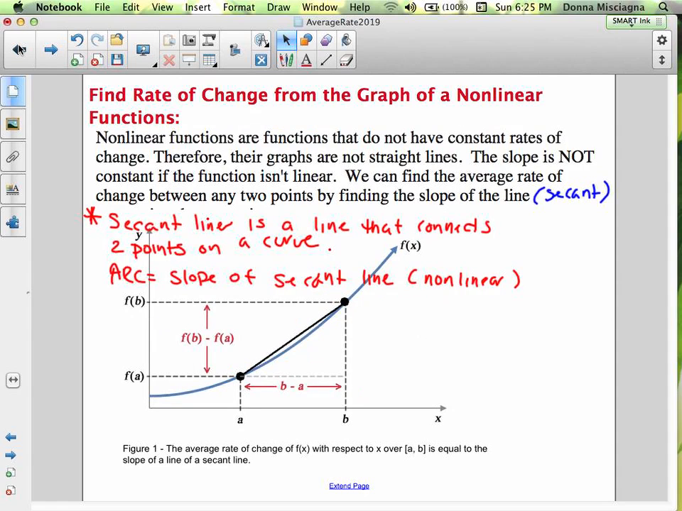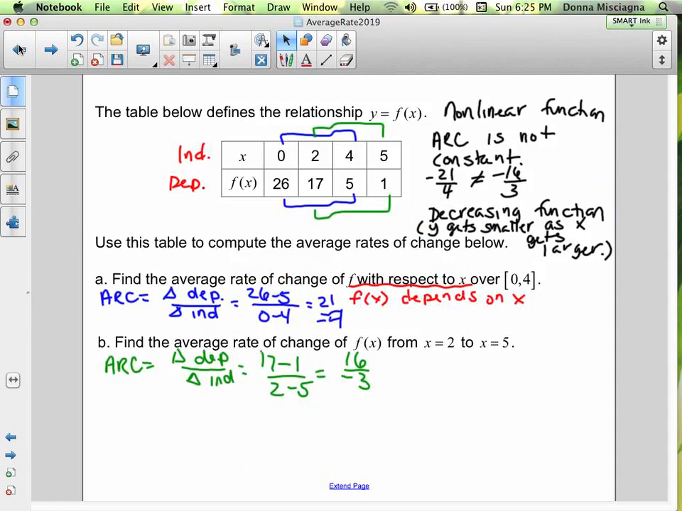And that's where I'm going to stop. All right, so in the next video, we will look at finding average rate of change for nonlinear functions from graphs and from equations. And I'll start with graphs. Thanks for watching. Bye for now.